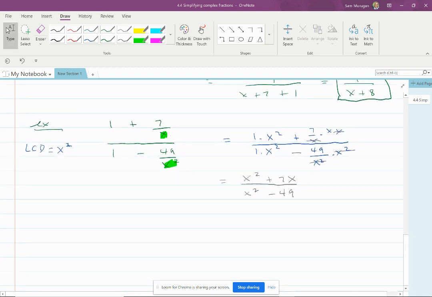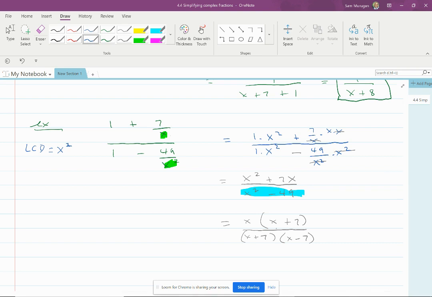At this point, when we think that this problem is done, we see common factors that can probably cancel out. So let's see if we can do anything here. We can take out an x on the numerator, factor out an x, that leaves x times x plus 7. And on the denominator, notice that we have difference of squares right there. So that is x plus 7, x minus 7. And that allows me to go ahead and cancel out the x plus 7. That leaves me with x over x minus 7.